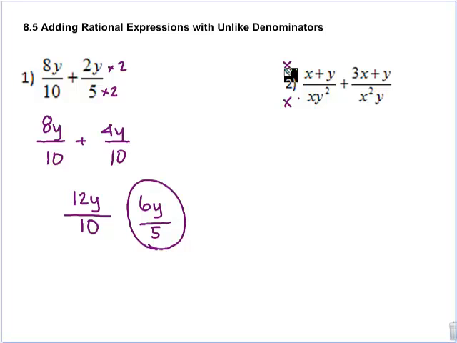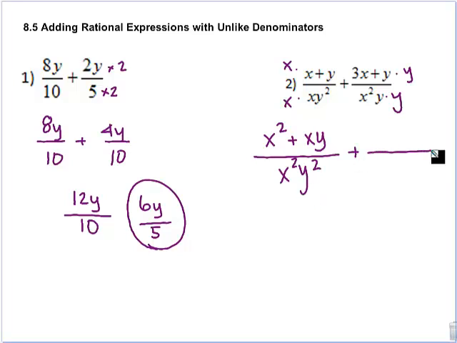Now in the first fraction, we have 2 x's, and how many y's do we have? 2. Second denominator, we have 2 x's, but only 1 y. So we need to multiply this by y. Now, rewriting the problem out, if I multiply this by x, I have to make sure I distribute the x to both the x and the y. So we'd have x squared plus xy over x squared y squared plus, distributing the y to both, 3xy plus y squared over x squared y squared.